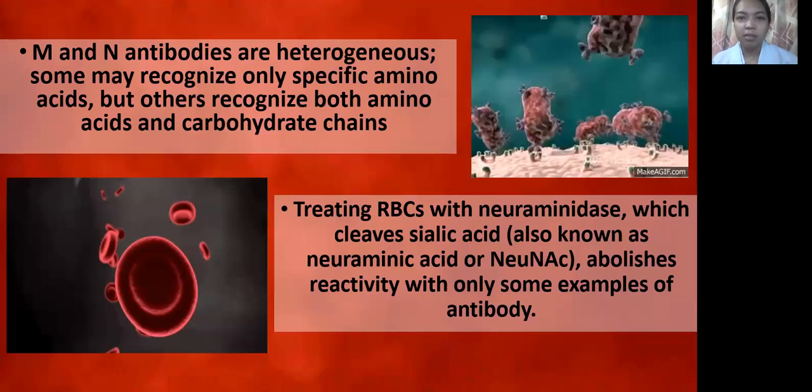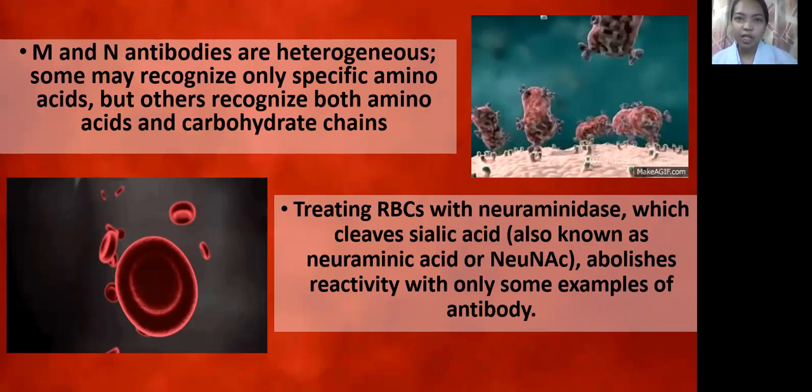So MN antibodies are heterogeneous. Some may recognize only specific amino acids, but others both amino acids and carbohydrate chains. Treating RBCs with neuraminidase, which cleaves sialic acid, also known as neuraminic acid or NeuAc, abolishes the reactivity with only some examples of antibody.